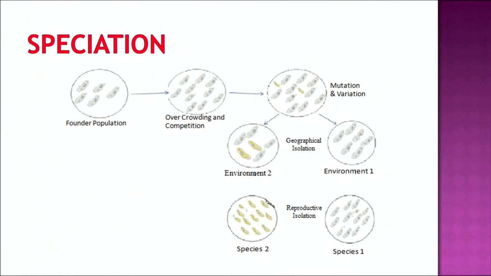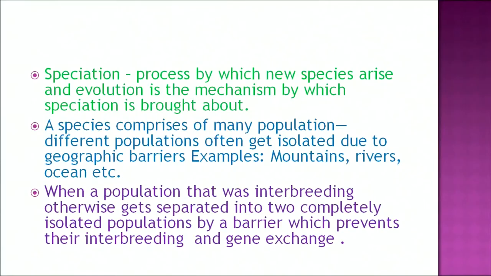This slide shows speciation, starting with a founder population, then overcrowding, then some mutation leading to variations. Then in environment 1, it will grow differently, that is geographical isolation, then there will be environment 2. Since there is reproductive isolation, two different species are formed, species 1 and species 2. Speciation is the process by which new species arise, and evolution is the mechanism by which speciation is brought about.